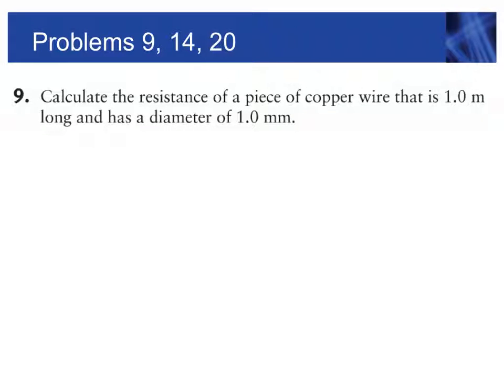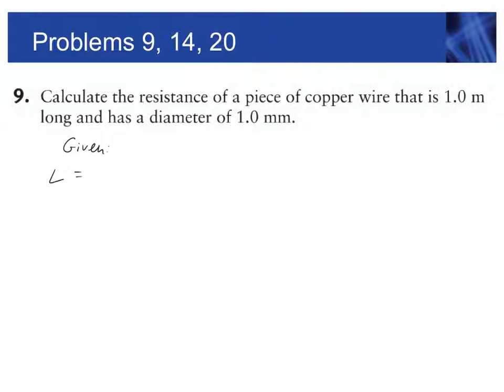Let's finish this lecture by solving three problems, 9, 14, and 20. Problem 9. Calculate the resistance of a piece of copper wire that is 1 meter long and has a diameter of 1 millimeter. So what is given?